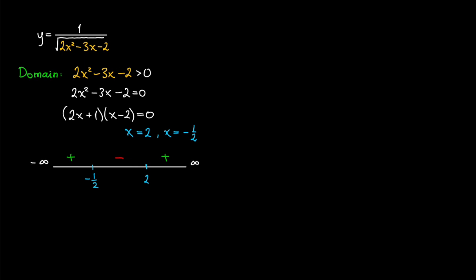Now, since we require the function to be greater than 0, the side intervals are going to be the domain, meaning x is going to belong to from negative infinity all the way until negative 1/2, which is not included, union another interval from 2, which is also not included, until positive infinity. And here we have found our domain.